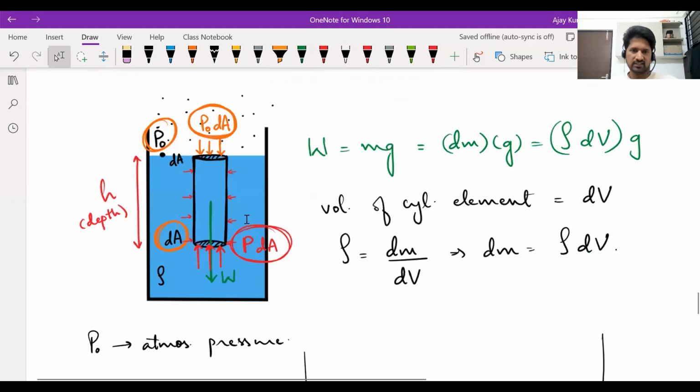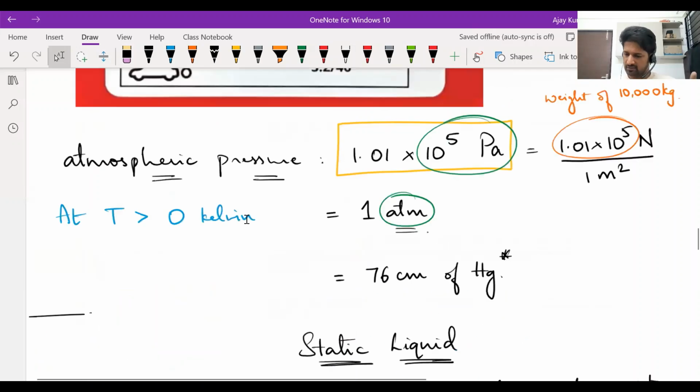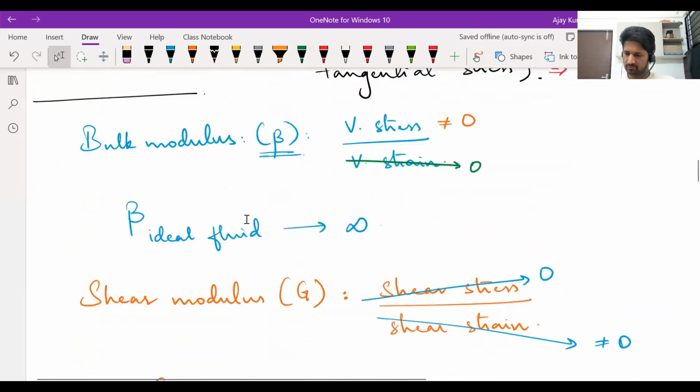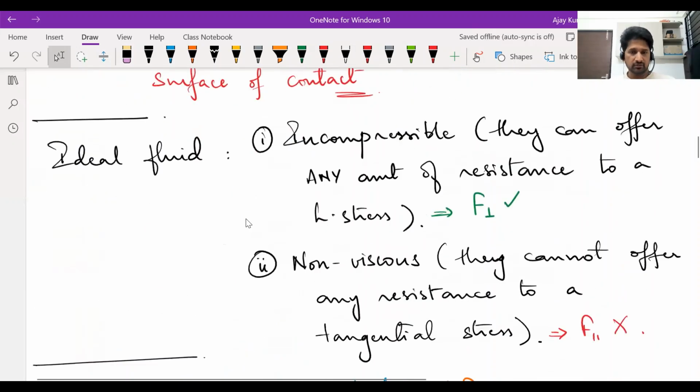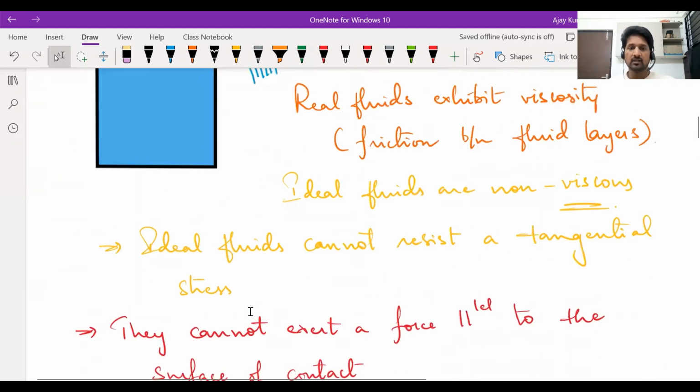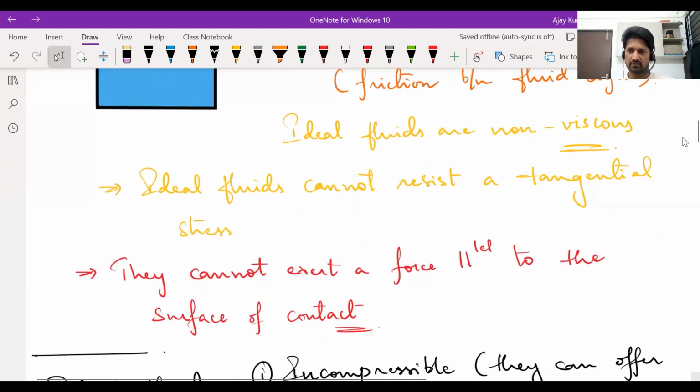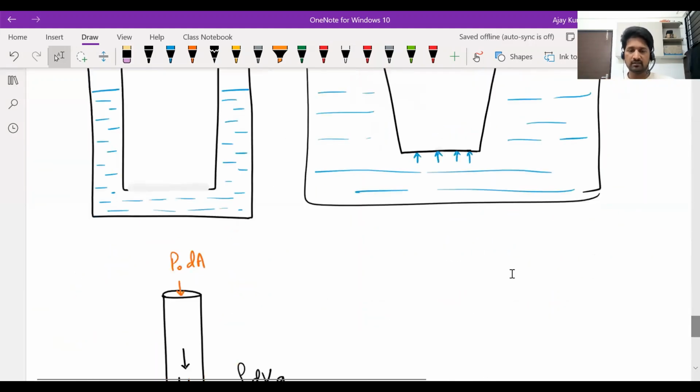There will be no other forces acting on it. The forces from the sides get cancelled. Even if they don't get cancelled, for vertical equilibrium, you don't have to include those forces. And here, another property comes into picture. We assumed ideal fluids to be non-viscous. Ideal fluids are non-viscous. What does that mean? They cannot exert a force parallel to a surface of contact. That also has to be considered here.